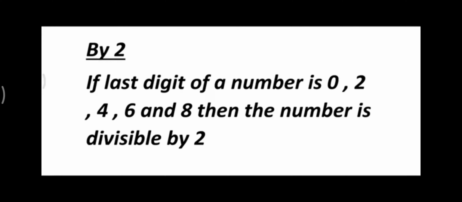Today I am making a video on the divisibility rules from 2 to 11, because 1 divides all numbers. So we will first of all know about the divisibility of 2. If the last digit of a number is 0, 2, 4, 6, or 8, then the number is divisible by 2.